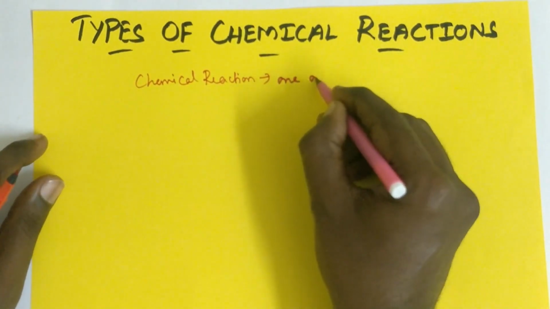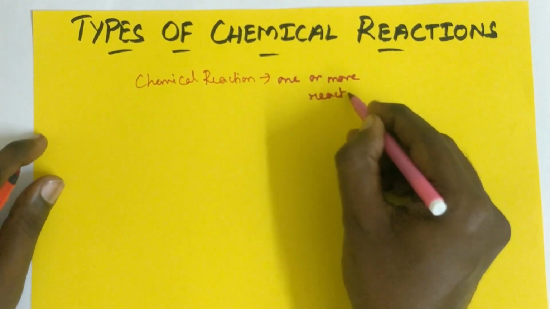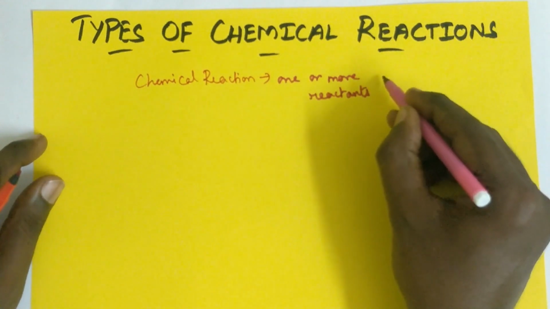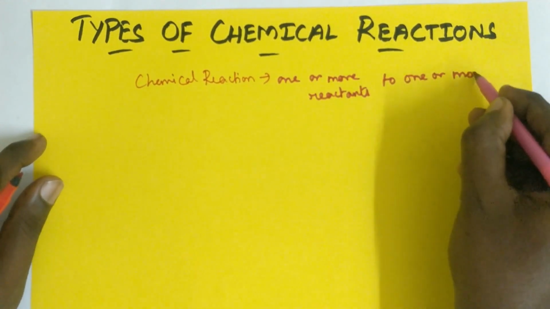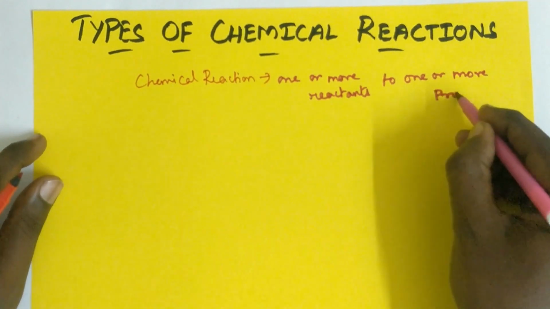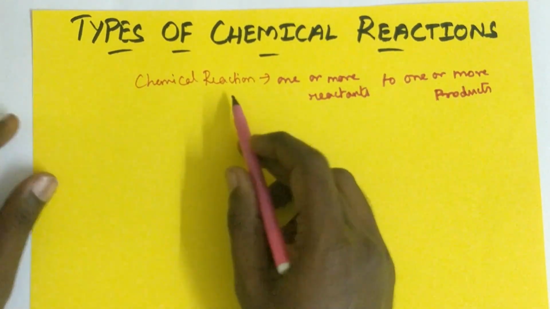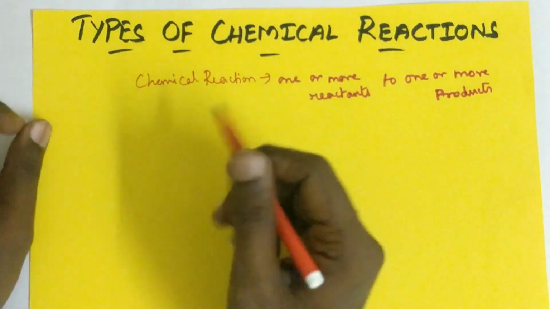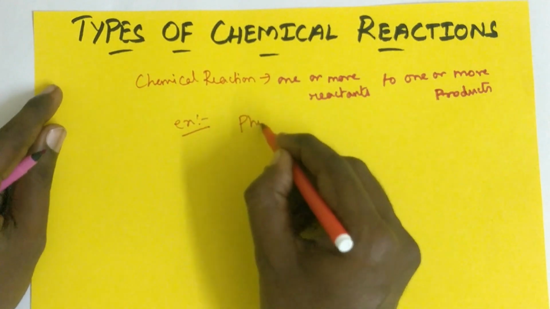one or more reactants converted to one or more products. So one or more reactants converted to one or more products is called a chemical reaction. So a familiar example, photosynthesis.